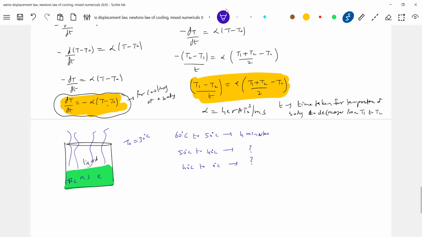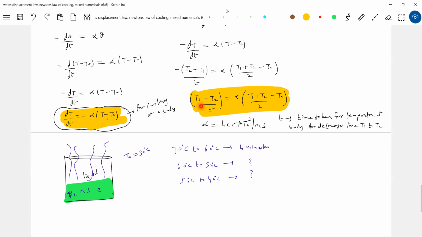I'll write 70, it'll be easy for us. It will start at 70, from 70 to 60. Now, very easily you can compare things. We have this much information: for 70 to 60 degrees, it takes 4 minutes. Temperature of surrounding is how much? T naught. So shall we use this particular formula directly?